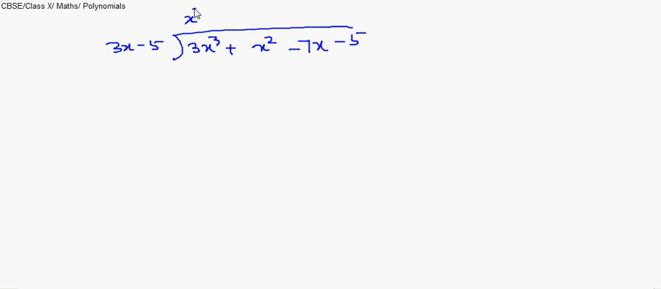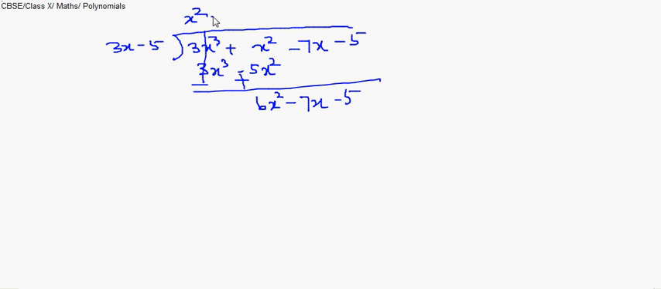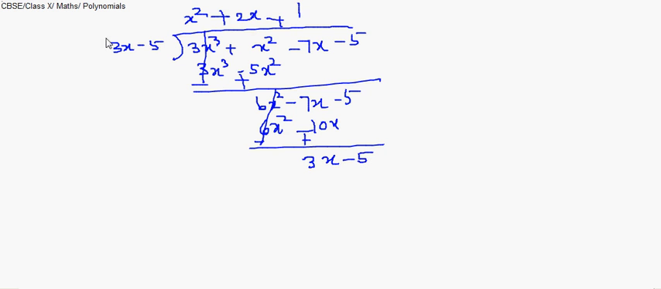So I'm getting an x square, that's giving 3x cube minus 5x square. This minus plus, so it is 6x square. Then I bring minus 7x minus 5 down. I think 2x will give me a 6x square minus 10x. I haven't got the remainder 0, so I continue with this 3x minus 5, so that is divisible and multiplied by 1, so it is 3x minus 1. Herein I'm getting a remainder 0. That means this is gx for your answer.